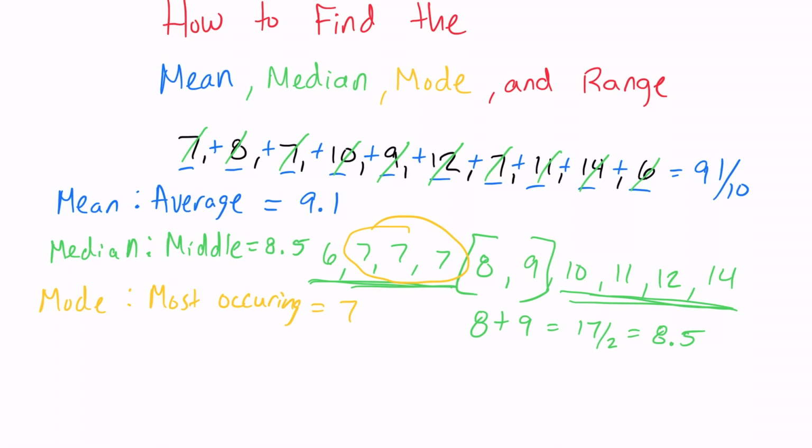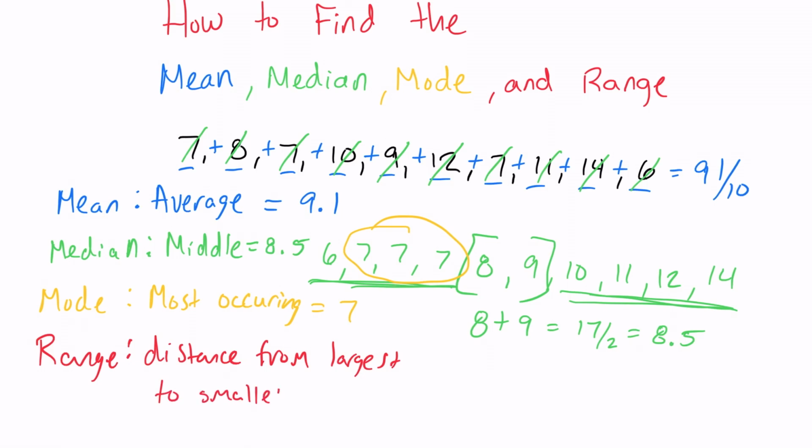Our last one we need to talk about is the range. Now, the range is the distance from the largest number to the smallest in our data. So if you can guess, this is done by subtracting our smallest number from our largest. So we take our largest number and we subtract from that the smallest number in our data set.